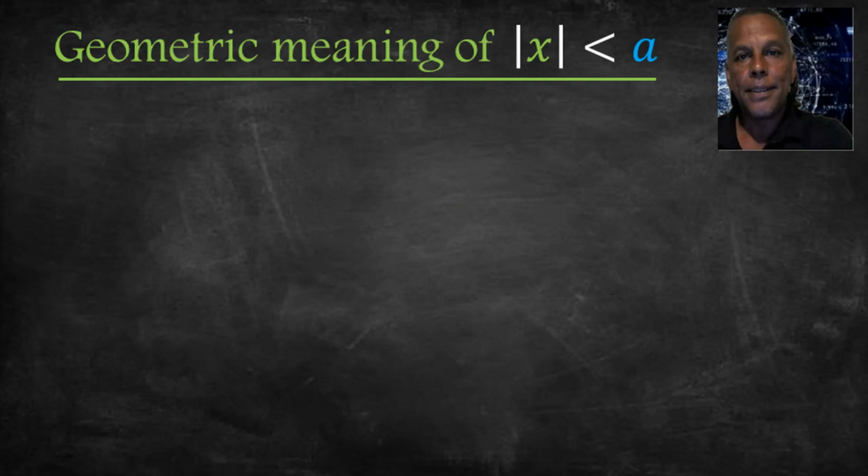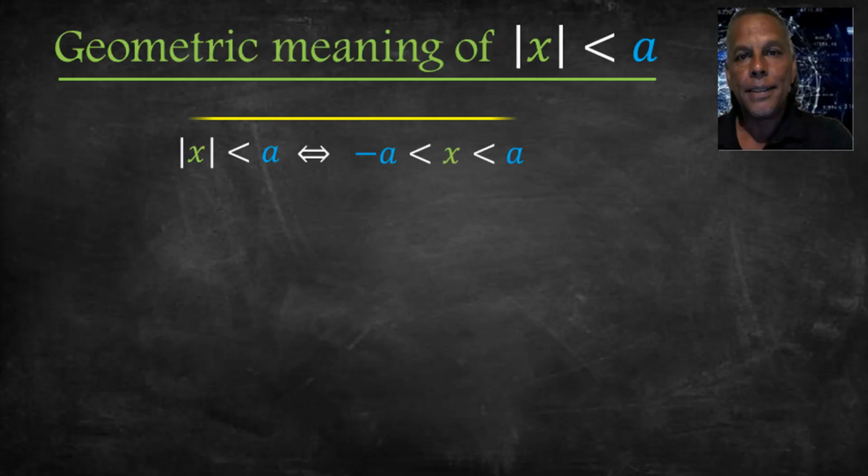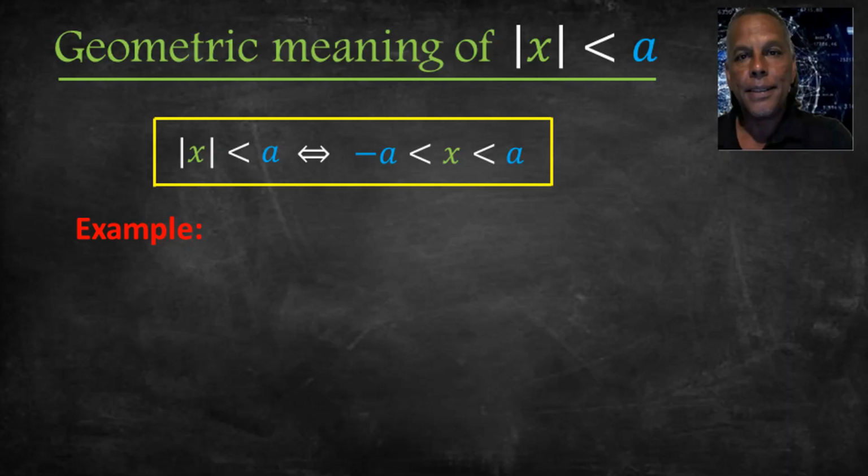Let's look at the geometric meaning of the mod of x less than a. The mod of x less than a implies both ways that x is between negative a and a. In other words, that x is greater than negative a, but less than a. Let's take an example. Let's say we want to solve the inequality, the mod of x less than 3.